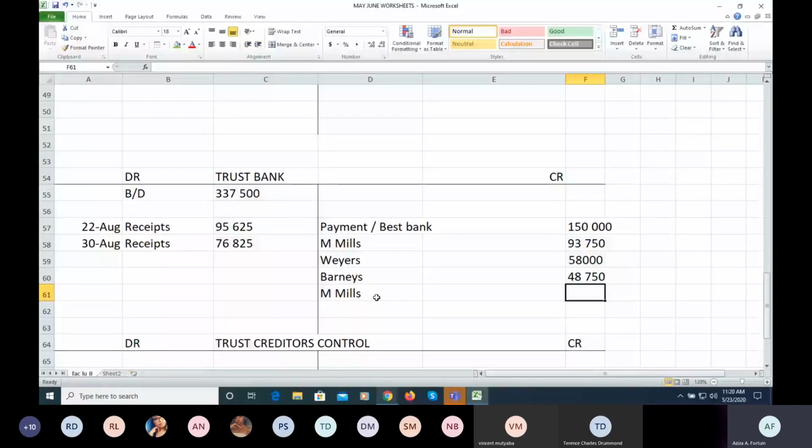Okay, so let's continue. Morgan, who's your trust creditor, right? They say Morgan withdrew the investment on the 22nd of August, and received 95,625. So 95,625 minus 48 is the balance of 46,875. Okay. This is the amount. Let me just add another 2 lines here.